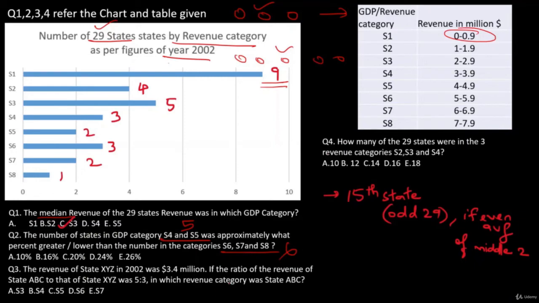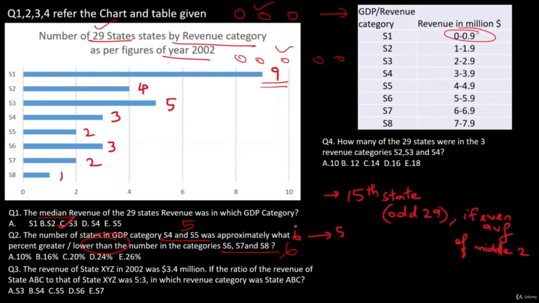All right. So you just need to find the percentage increase or decrease when you go from 6 to 5. Remember, it is not from 5 to 6. As per the question, you're going from 6 to 5. Why is that so? Because it says the number of states in S4 and S5 was what percent greater or lower than the number of states in S6, 7 and 8. So whatever comes after "than" is where you're starting from.